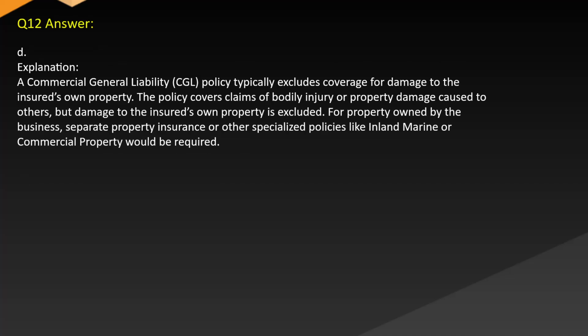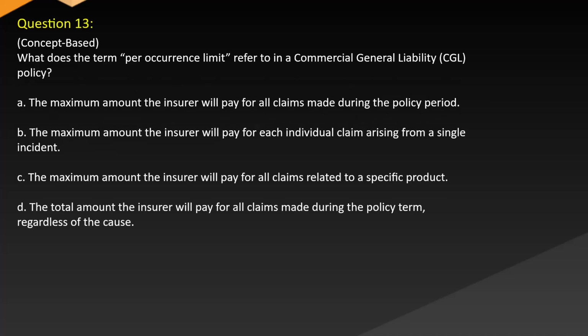Answer: D. Explanation: A commercial general liability (CGL) policy typically excludes coverage for damage to the insured's own property. The policy covers claims of bodily injury or property damage caused to others, but damage to the insured's own property is excluded. For property owned by the business, separate property insurance or other specialized policies like inland marine or commercial property would be required.